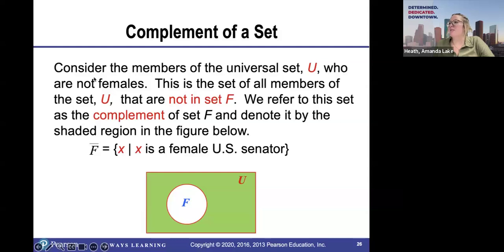So speaking of not female US senators, we would have the complement of that set. Considering the members of the universal set U who are not females, this is the set of all members not in F, but are in U. They're still in the universal set. So this wouldn't include, I don't know, Kobe Bryant. Even though he's not female, he's not a US Senator, so he would not be included in this complement. It would only be the members of the set of US Senators who are not female.